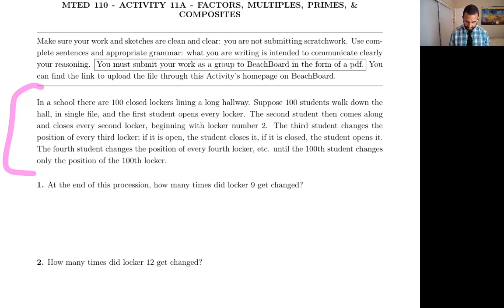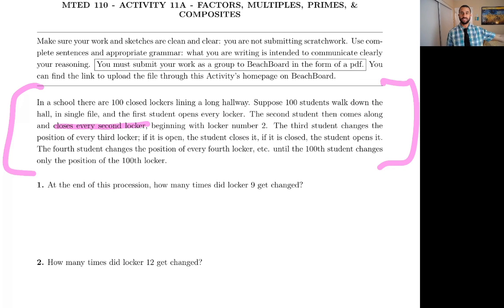But it says this. In a school, there are 100 closed lockers lining a hallway. Suppose 100 students walk down the hall in single file. The first student opens every locker, okay? Then the second student comes along and changes the state of every other locker, closes every second locker, beginning with locker number 2. So 2, 4, 6, 8. And then the third student comes by, and the third student changes every third locker. So the third locker, the sixth locker, the ninth, and so on and so on.